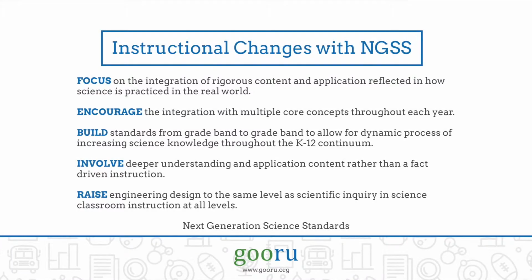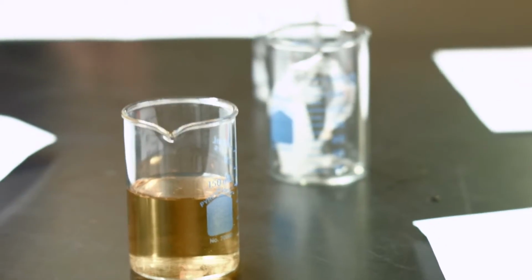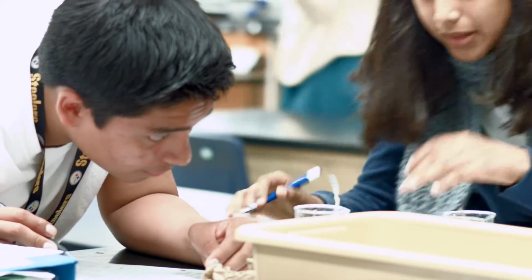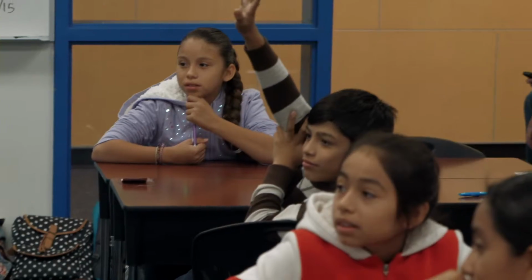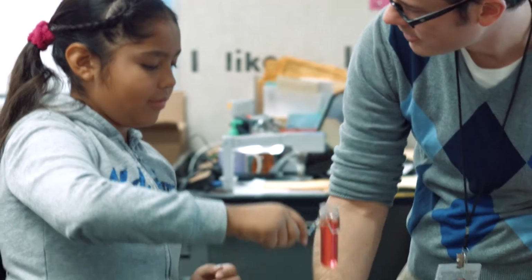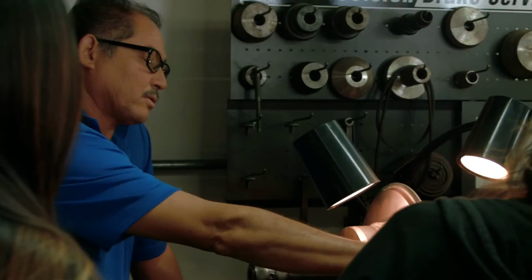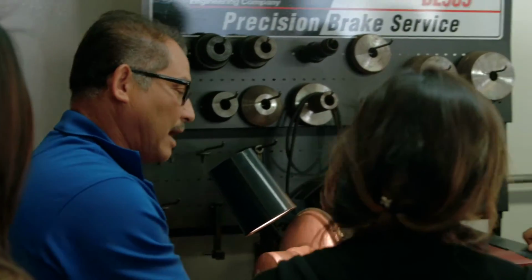Focus on the integration of rigorous content and application reflected in how science is practiced in the real world. Encourage the integration with multiple core concepts throughout each year. Build standards from grade band to grade band to allow for that dynamic process of increasing science knowledge throughout the K-12 continuum. Involve deeper understanding and application of content rather than a fact-driven instruction. Raise engineering design to the same level as scientific inquiry and science classroom instruction at all levels.